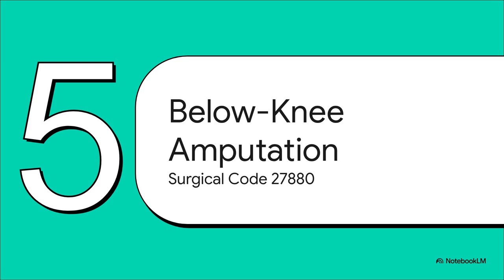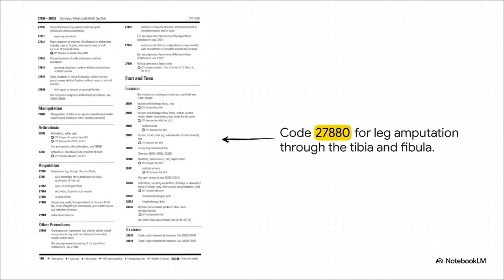Okay, Section 5, below knee amputations, commonly known as BKA. Let's look at the CPT manual for code 27880. This specifically describes amputating the leg straight through the shafts of the tibia and fibula. In the medical world, this is a below-knee amputation, or BKA for short. The surgeon cuts cleanly through those two lower leg bones we discussed earlier, which effectively removes the lower calf, the ankle, and the entire foot.